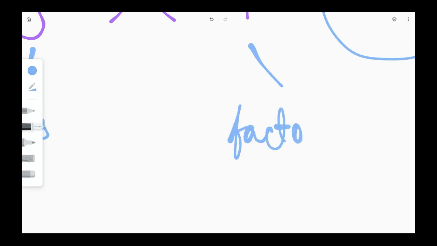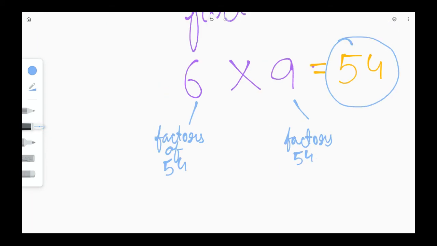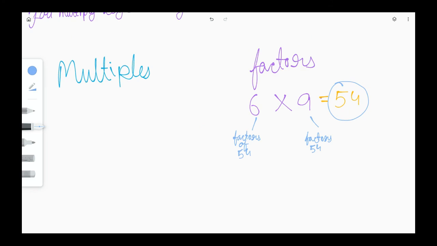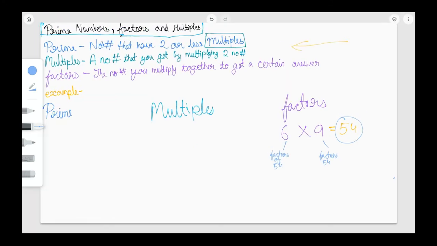Now, we know that this is not a prime number because these two are factors of this number, 54. And 1 times 54 is 54, and if we have this, I don't think we can do that, but okay, yeah, we can do that. So we know that this is not a prime number, and I will explain it and show you guys an example. Now, let's use the same question for the explanation of multiples.